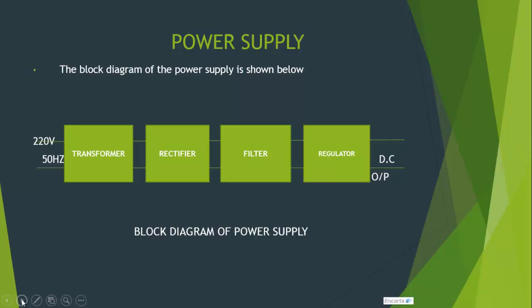Then coming to rectifiers, the function of the rectifier is to convert an AC voltage or current into DC voltage or current. The output of the rectifier circuit has a pulsating character, that is, it contains unwanted AC components along with the DC components. Now the filters.